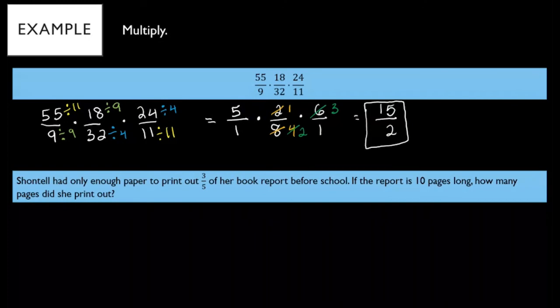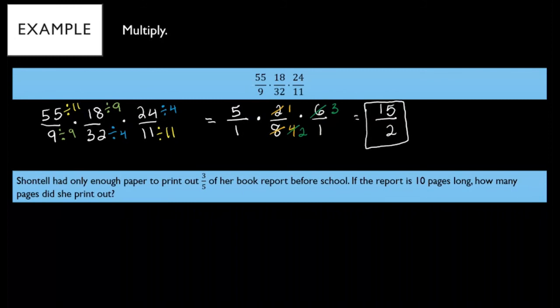So moving on to the word problem we have here. Chantel had only enough paper to print out 3/5 of her book report before school. If the report is 10 pages long, how many pages did she print out? So the key here, and what makes this a multiplication problem, is the word "of." So in math, the word "of" means multiply. So if you have a word problem and you see the word "of" in there, that's going to be an indication that you're multiplying something together.